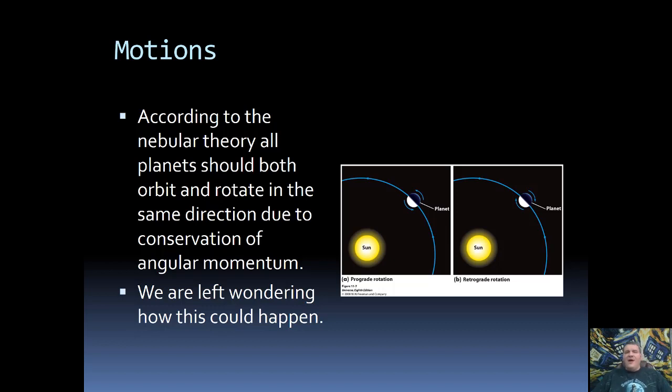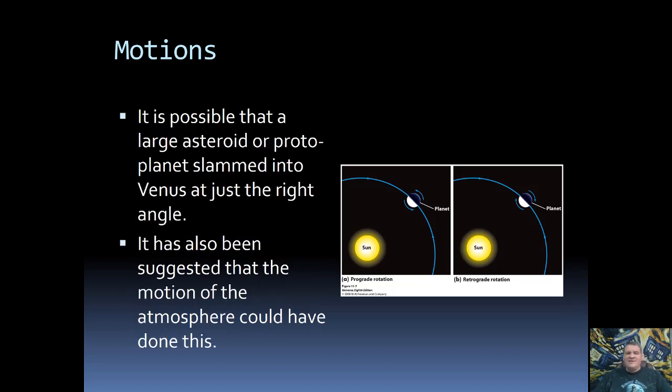Well, if you remember back, our go-to explanation for anything weird with the planets is a giant impact. Okay, so one possibility for why Venus has a retrograde rotation is that it got hit really hard. Okay, when it first formed, it was rotating in the direction we expect. Then something came in at the right angle and knocked it, so now it's rotating backwards. This is one possibility.